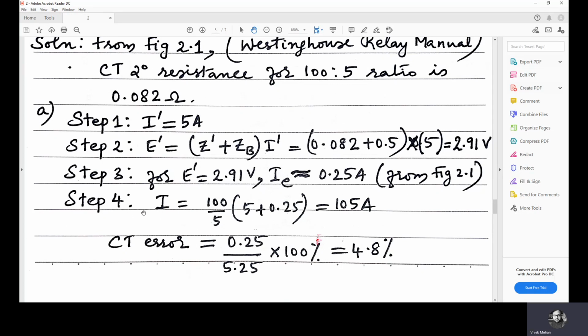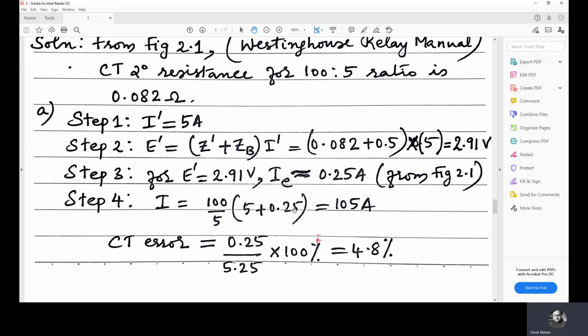Now you need to find the total current. What is the total current? Total current in primary. If you want to find the total current in primary, it is IE plus I dash. What is IE plus I dash? I dash is 5 amps, 0.25 is IE.